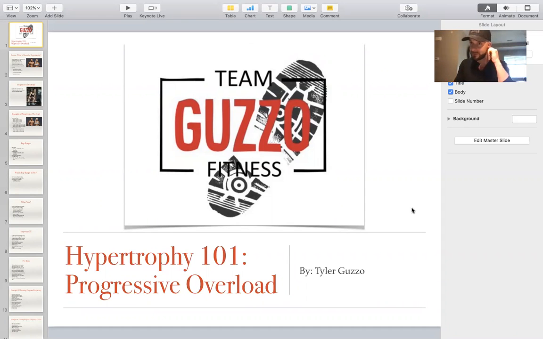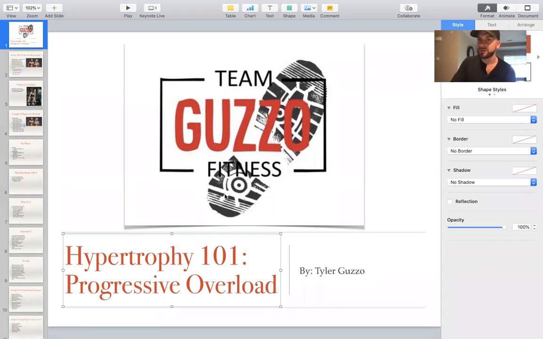This week we are going to go over the first concept when it comes to hypertrophy training. When it comes to building muscle, hypertrophy 101, that is progressive overload. That is what we're going to go over this week. This is the first of 3 different types of ways you can train for hypertrophy, and we're going to get into it right now.